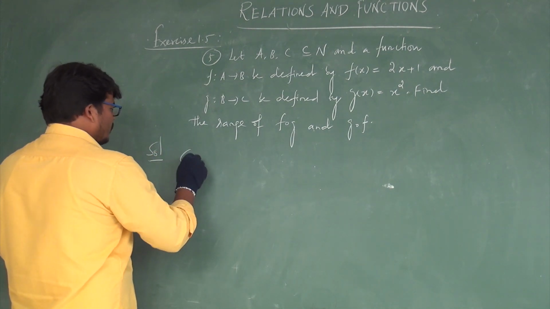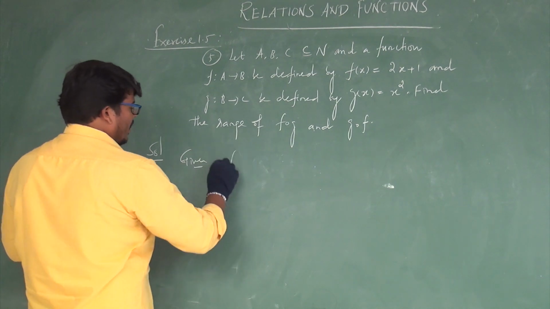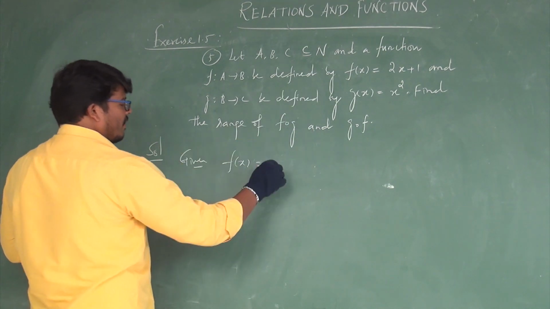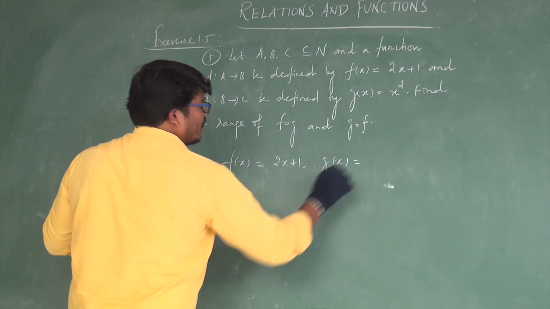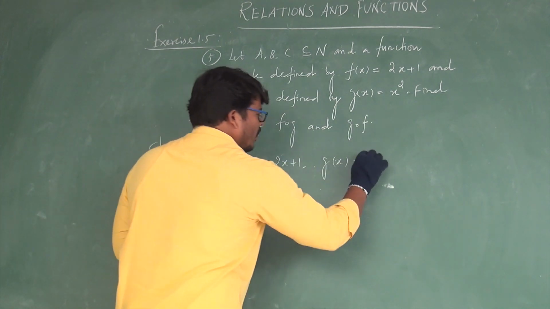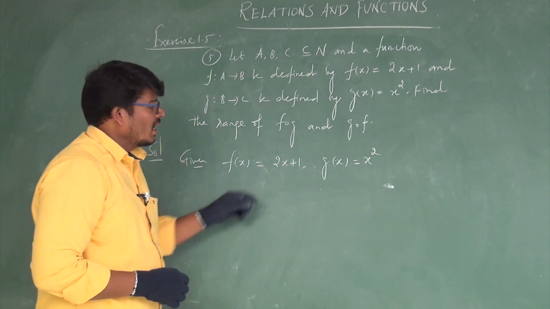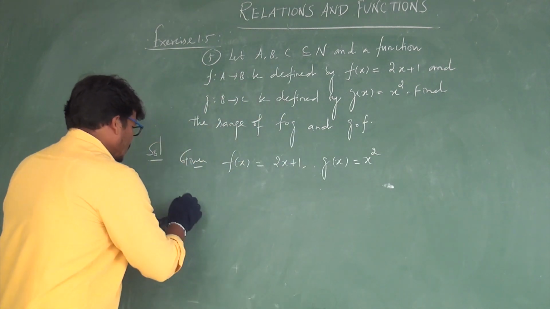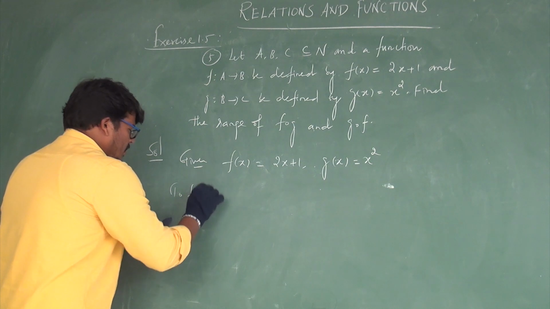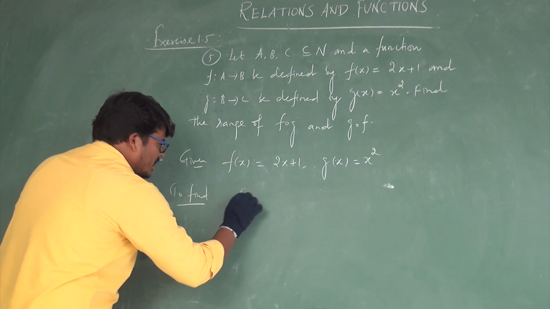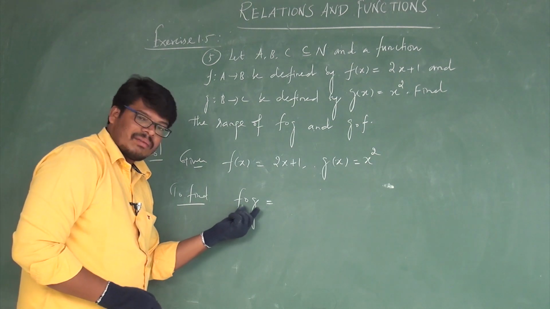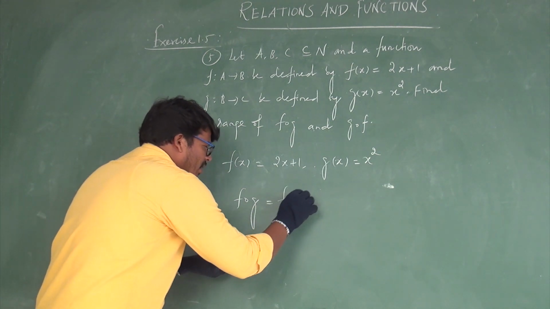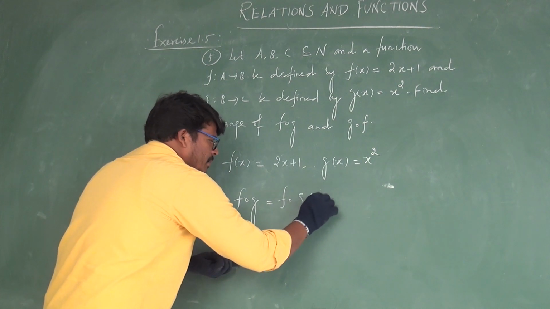Given f of x equal to 2x plus 1 and g of x equal to x square. Now find, first one is f dot g. To find f dot g, f dot of g equal to f of g of x.